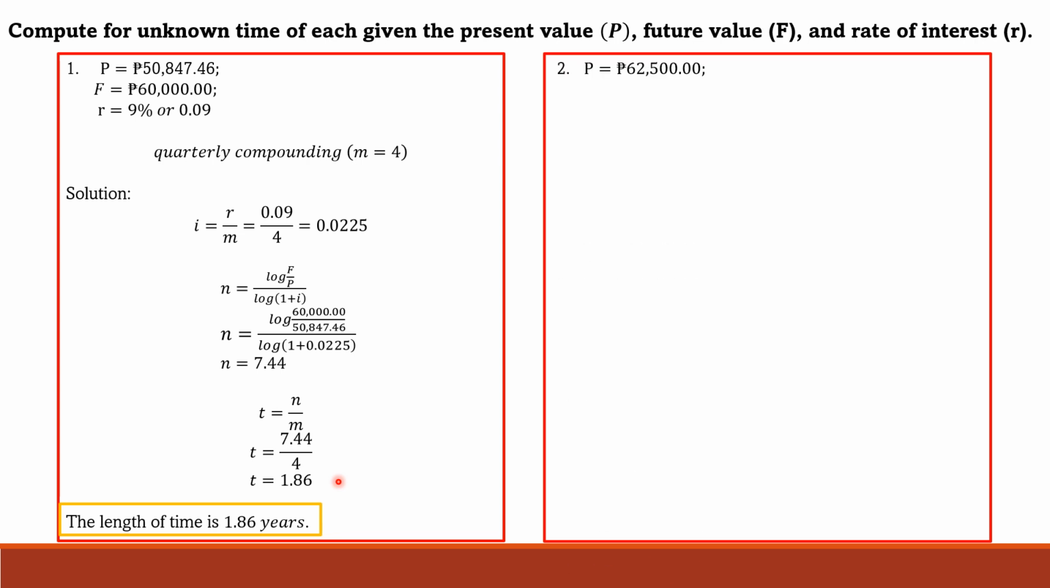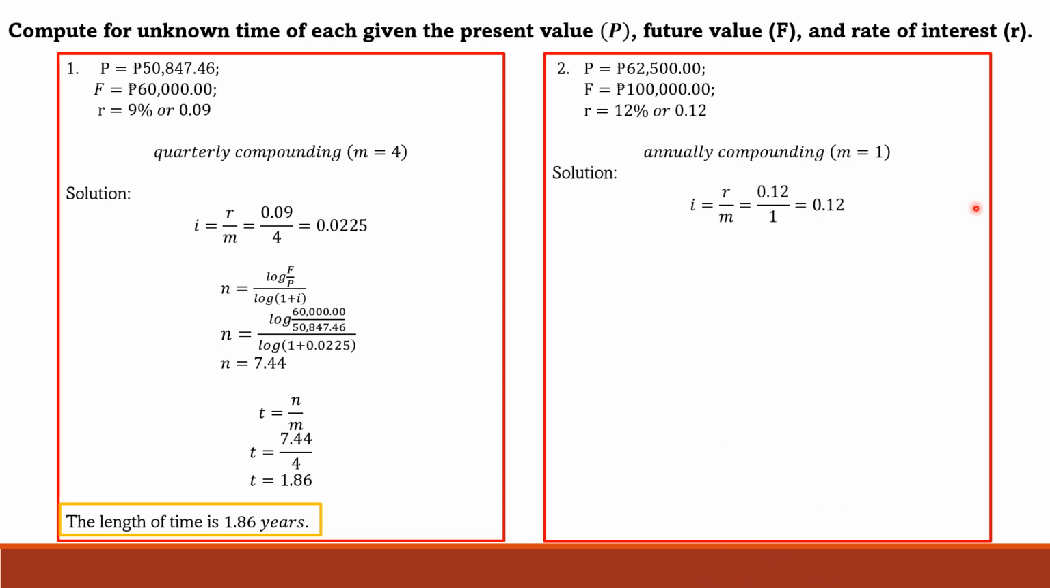Now, let's proceed to our second example. 62,500 pesos. Ang ating present value. Final amount is 100,000 pesos. And ang ating rate is 12% or convert to decimals, that is 0.12. So that is annually compounding. So M is equal to 1. Okay? So again, kunin muna natin yung I natin, no, na isa-substitute natin sa formula to solve for N. So I is equal to R over M. Ang rate natin 0.12. Ang ating M is compounding 1. So, I is equal to 0.12.